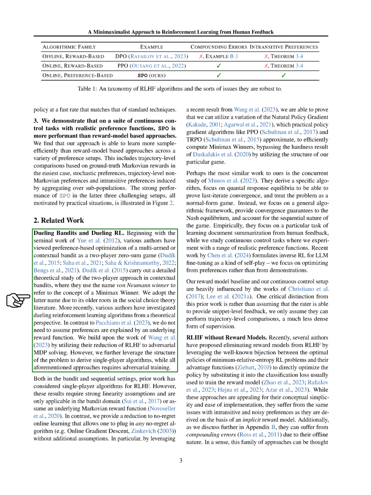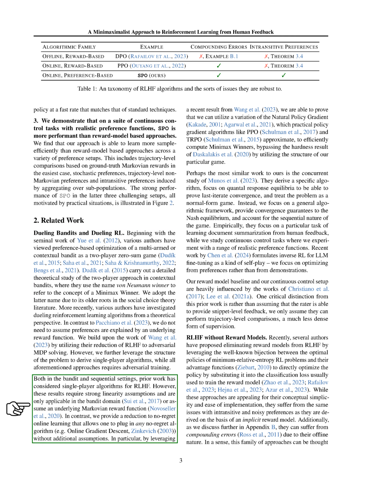Recently, there has been a surge of interest in studying dueling reinforcement learning algorithms from a theoretical perspective. Unlike previous studies, we don't assume that preferences are explained by an underlying reward function. We build on previous work by using their method of reducing RLHF to adversarial MDP solving. However, we go a step further by using the structure of the problem to develop single-player algorithms, while all previous approaches require adversarial training. In both the bandit and sequential settings, previous work has considered single-player algorithms for RLHF.